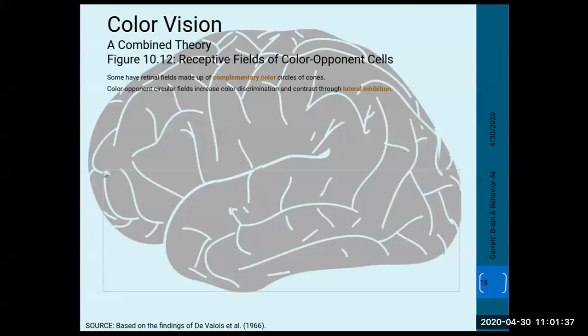Some of the retinal fields have complementary circles of cones, and the color opponent fields increase discrimination and contrast through something called lateral inhibition. The idea behind lateral inhibition, which I will explain more during form vision, black and white, is that when cells are excited, they inhibit their neighbors on either side of them. So if you have 3 cells next to each other, 1, 2, and 3, if 2 is excited, it's going to inhibit both 1 and 3. I will go through this a little more, and you can read about it a little more in the next lecture.